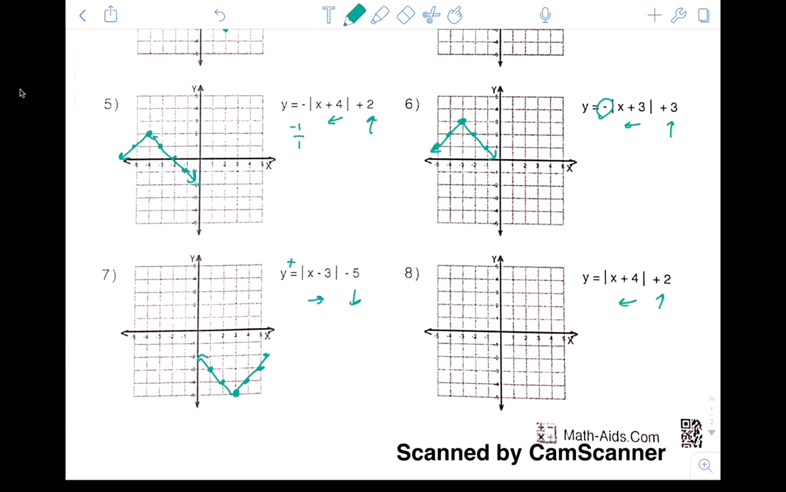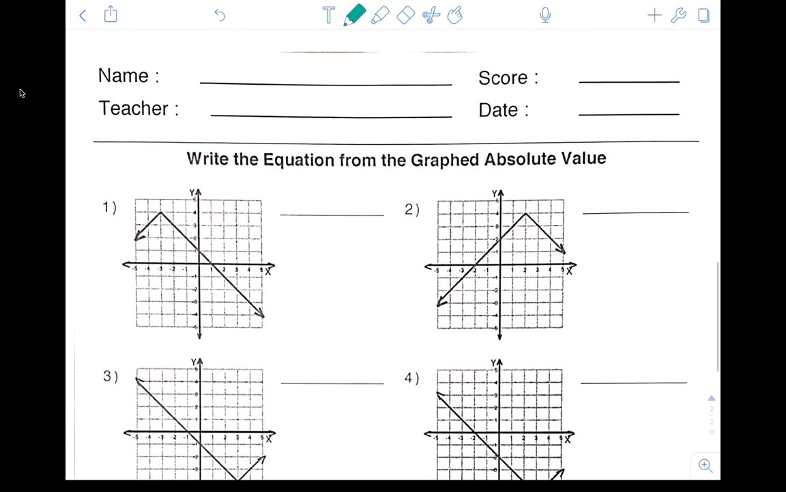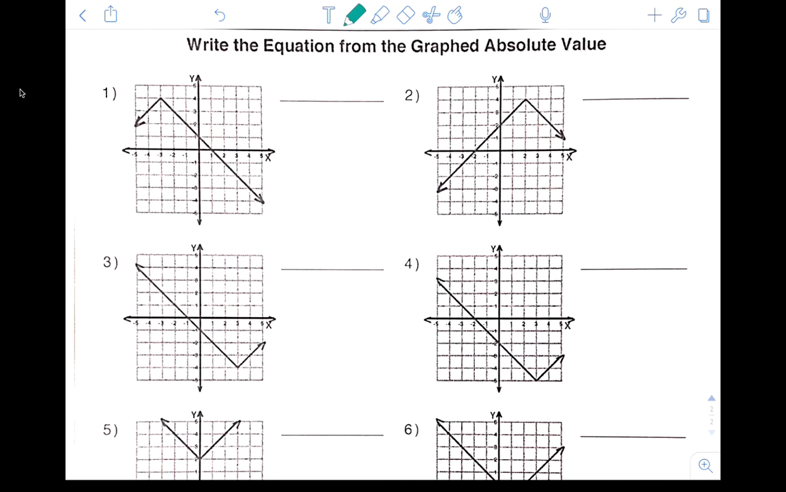Left 4, up 2. No reflection. Left 4, up 2. So up 1 over 1 in both directions. Writing the equations is just as easy. Look for your slope and look for your starting point. You know the equation is going to have the absolute value with an x inside of it.